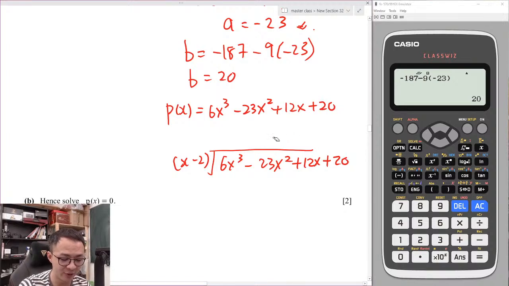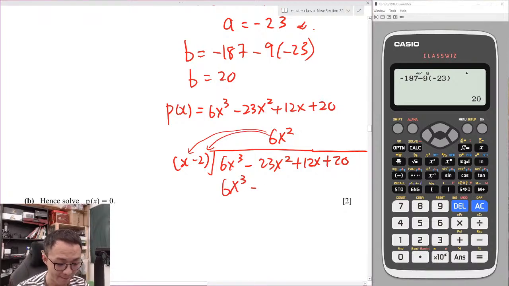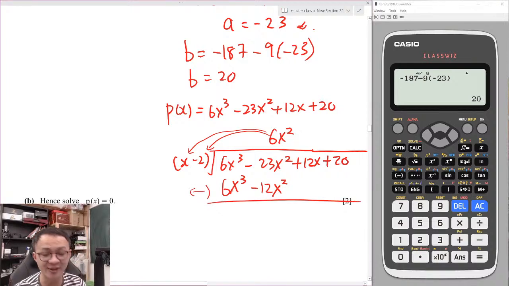Long division, I hope you know how to do. My objective is to get rid of the 6x cubed. So I will need to do 6x squared here. Then 6x squared multiplies the first term, 6x cubed. 6x squared multiplies the second term, minus 12x squared. Here there is an invisible minus, isn't it? So 6x cubed minus 6x cubed, you're gone already. This one minus becomes plus, right? So it's negative 11x squared plus 12x.